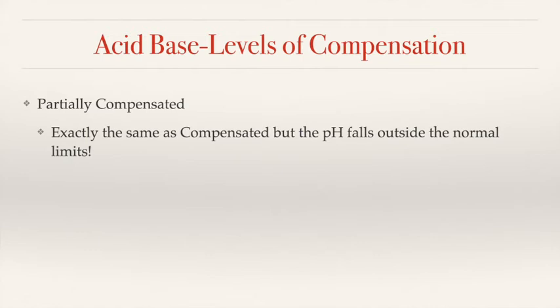So, we may have a metabolic acidosis that falls outside of the pH range, and the patient's presenting with respiratory alkalosis. It's not fully compensated because the pH is outside the normal limits. It's partially compensated because the body is responding, but it falls outside of that range.